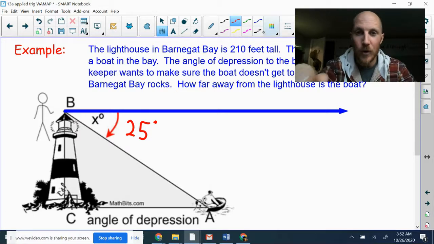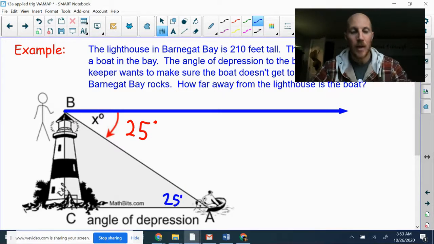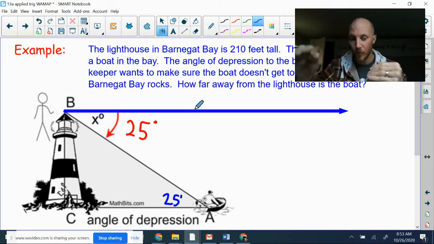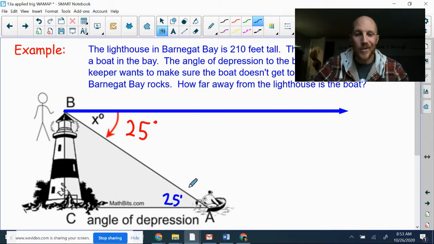And if you said 25 degrees, you're right. It's going to be the exact same angle because we do have parallel lines. The horizontal line here, that we're measuring that angle from, coming straight out of the lighthouse keeper's eyeballs, is parallel to the surface of the ocean, at least the way we draw it. And then we got a transversal line, so we have alternate interior angles. Both can be 25 degrees.